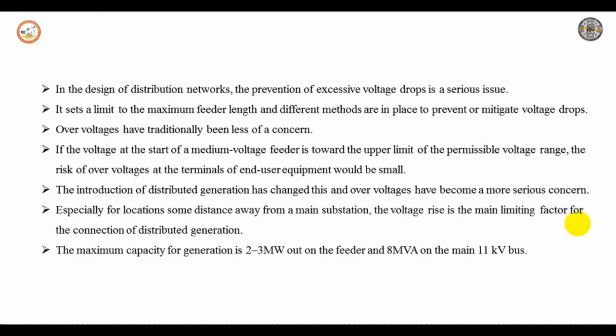The introduction of distributed generation has changed this, and overvoltage has become a more serious concern from now on, especially for locations at some distance away from the main substation. The voltage rise is the main limiting factor for the connection of distributed generation. The maximum capacity of generation is about 2 to 3 megawatts on a feeder, and 8 megawatts on the main 11 kV bus.